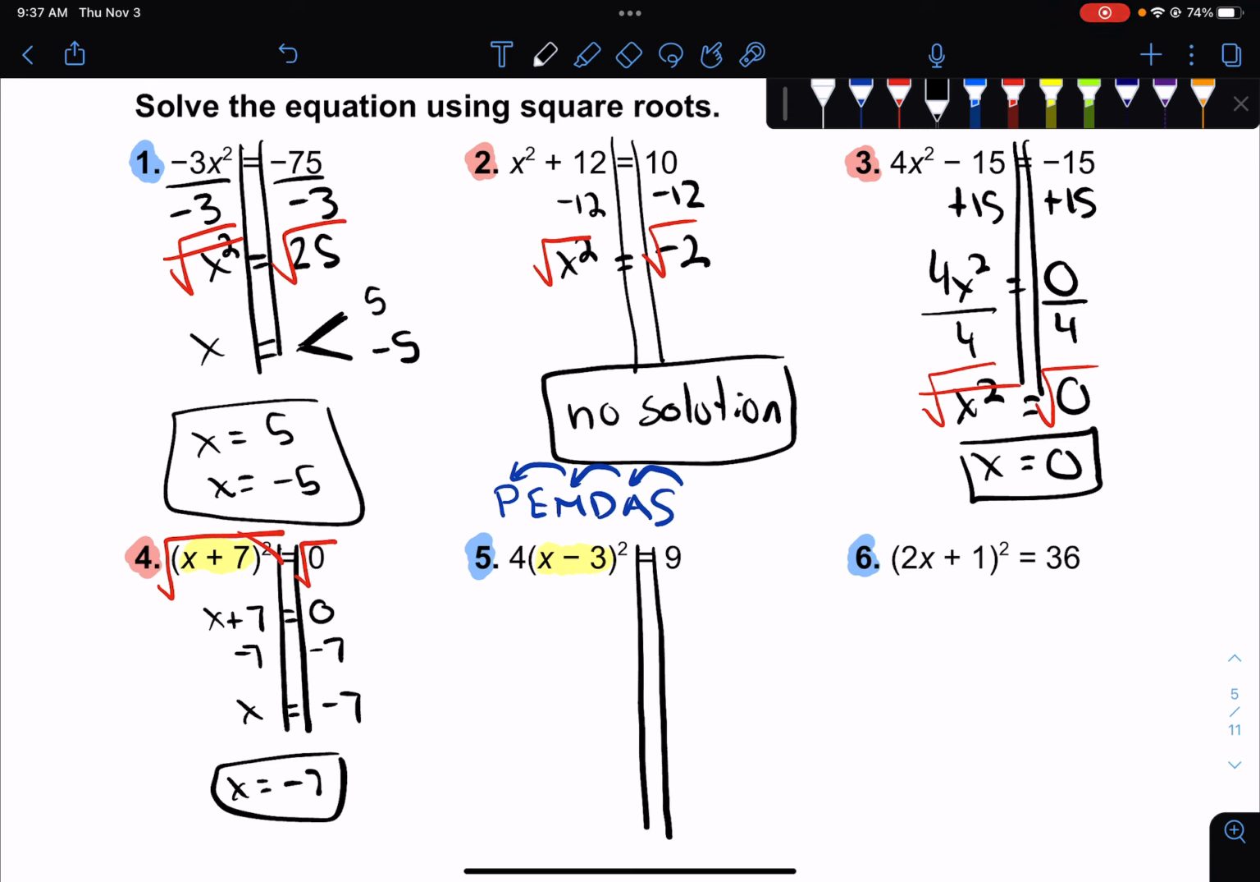Well, if I'm doing PEMDAS backwards, that means I'm supposed to get rid of multiplication before I get rid of an exponent. So I'm going to divide by 4 first to make that go away. So I've got to divide by 4 on the right-hand side. So on the left-hand side, I've got x minus 3 squared equals 9 over 4, which is 2.25. If you put that in your calculator, you get 2.25.